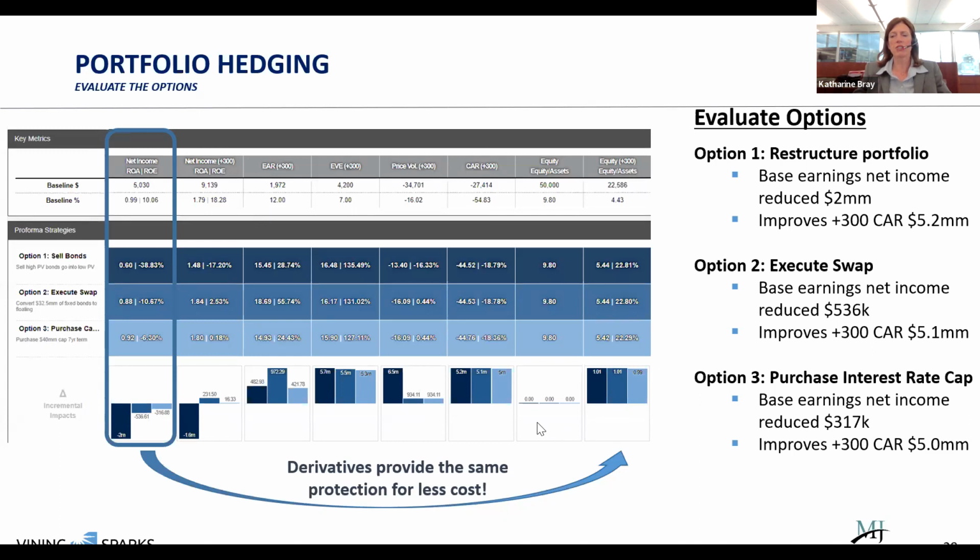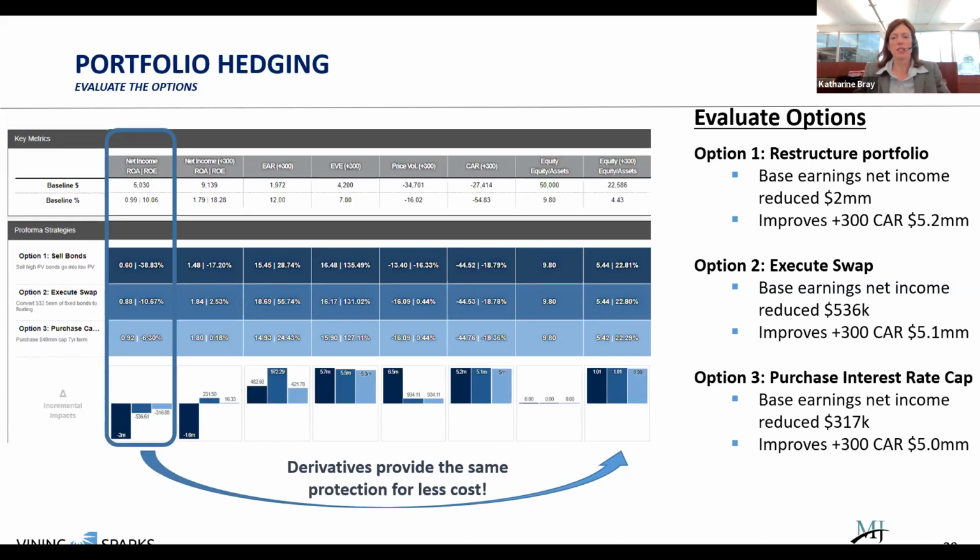Lastly, I looked at purchasing an interest rate cap. I know we haven't much discussed caps. Think of those as like buying insurance. You pay an upfront premium, and if the rate, in this case I'm using SOFR, goes above a strike rate, then I begin getting paid on it. Caps can be very much like insurance.